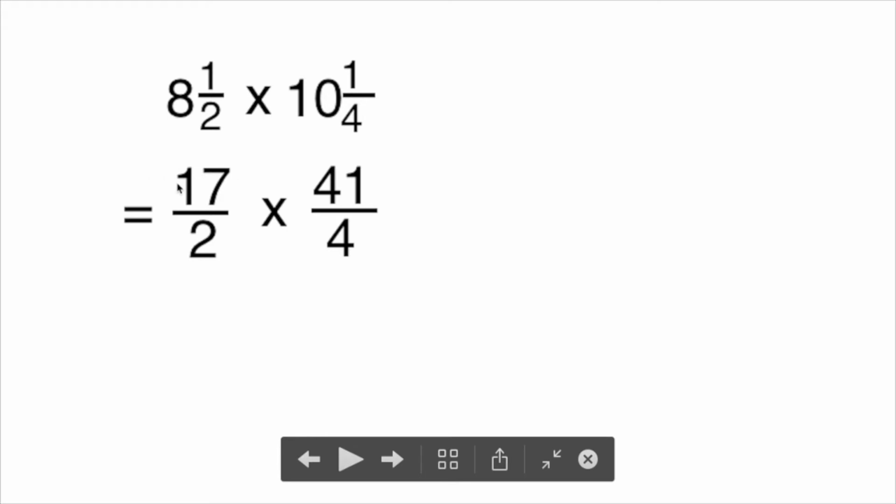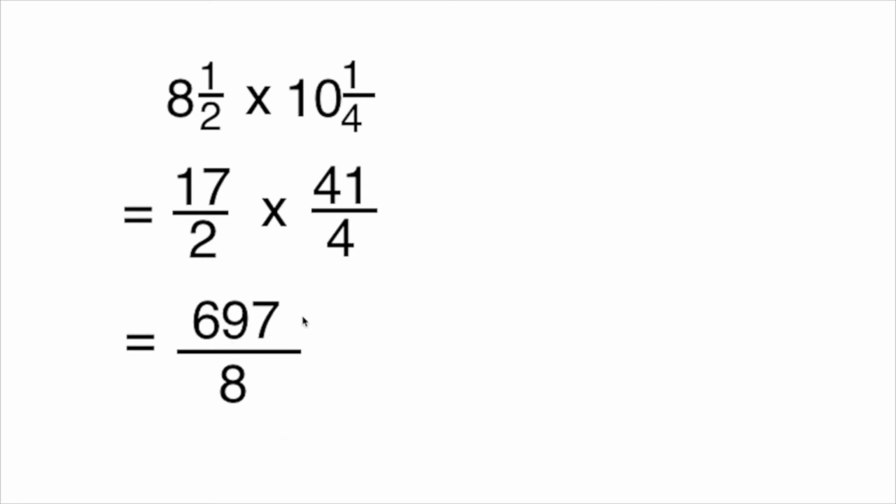So now we're multiplying two fractions, just like we did in the last lesson. So 17 times 41. Oh, can't do that off the top of my head. Yes, I can. It's 697. I'll pretend I did that off the top of my head. And then 2 times 4, that's 8. So your answer is 697/8.